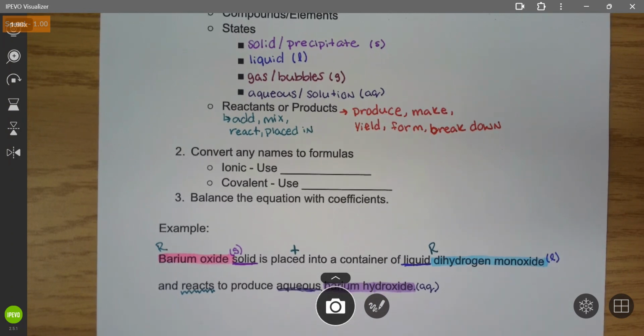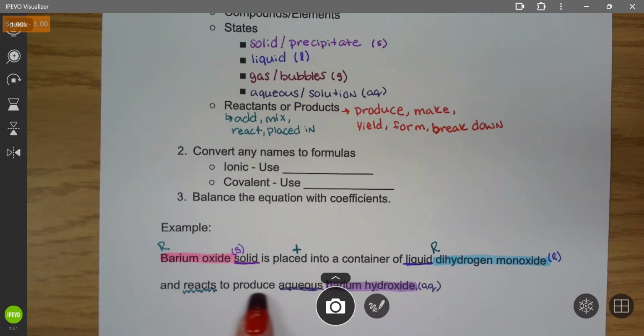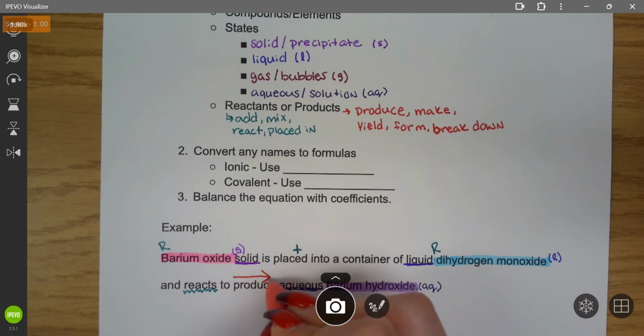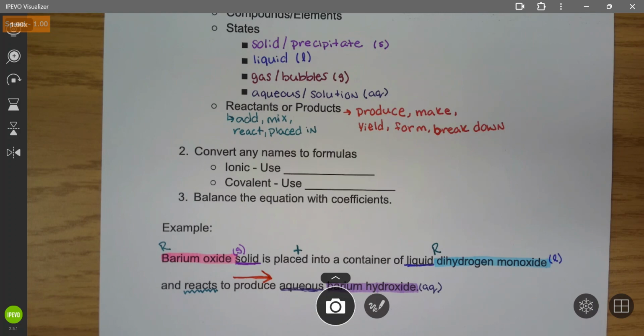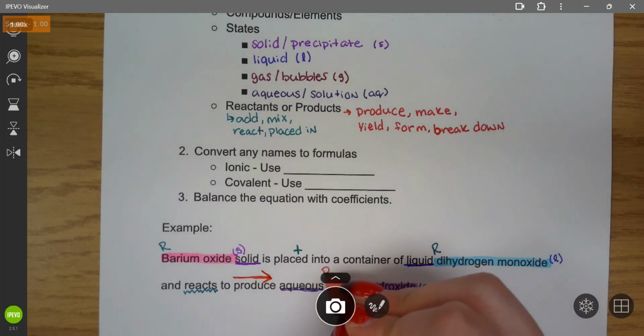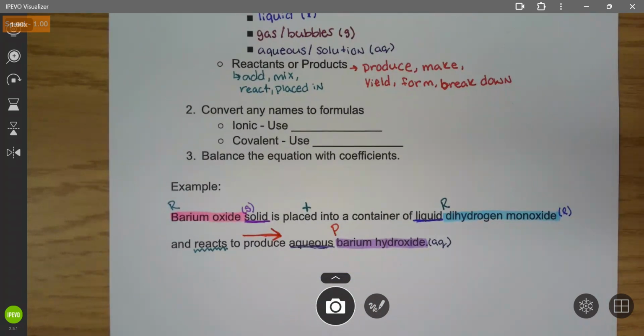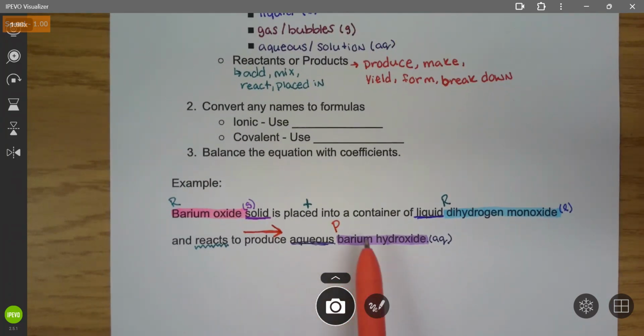So as an example here, we have reacts to produce. There's our word, produce, meaning that anything after this point is our products. So here we have a product, aqueous barium hydroxide. You'll notice that I started putting plus signs and arrows in, and that's because it helps me to keep track of what the equation is going to look like. So just to show you, here's what we have so far for our equation.